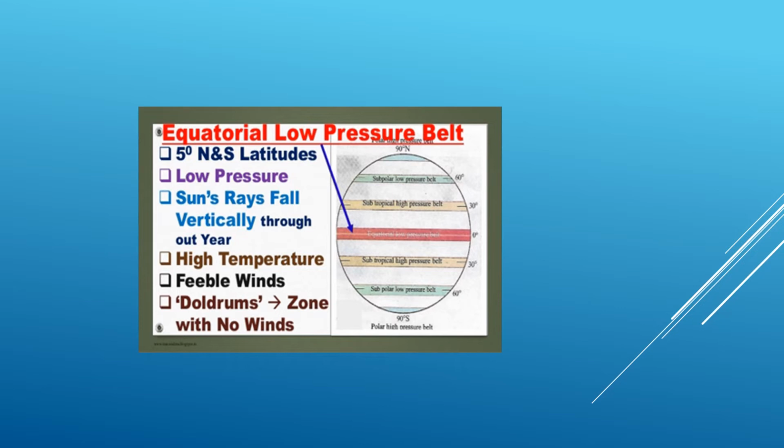And the third reason for low pressure in this region is the rotation of the earth. Due to the rotation of the earth, a centrifugal force is created which throws the air outwards, resulting in low pressure. This is a region of calm and very little wind, hence also known as the doldrums, after an Old English word meaning dull.